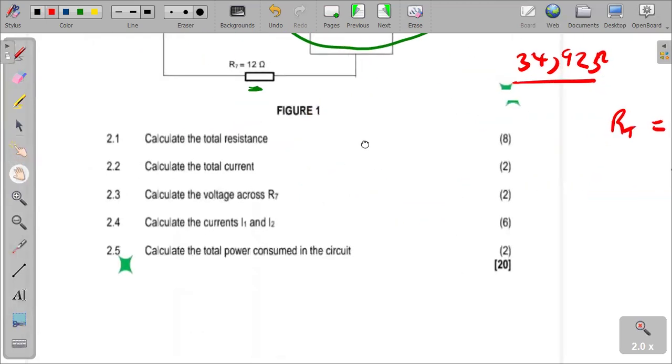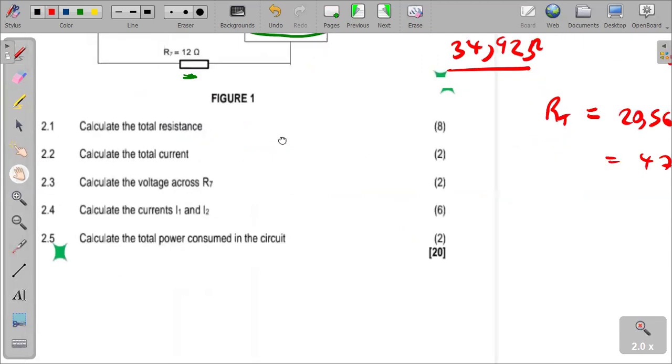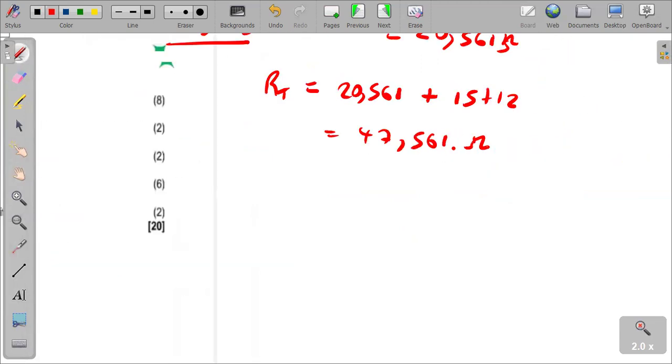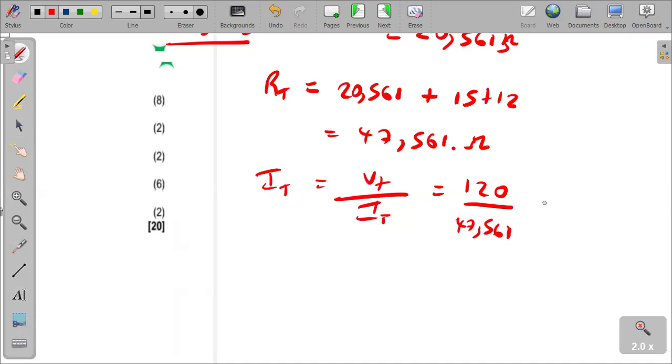It's saying calculate the total current of the circuit. Now it's becoming clearer. You can simply say now IT is equal to VT over RT. Apparently VT is given, it is there at the source. That's 120 divided by RT, the one we've just calculated there, 47.561, and that will give us 2.523 amperes if we punch it correctly on the calculator.